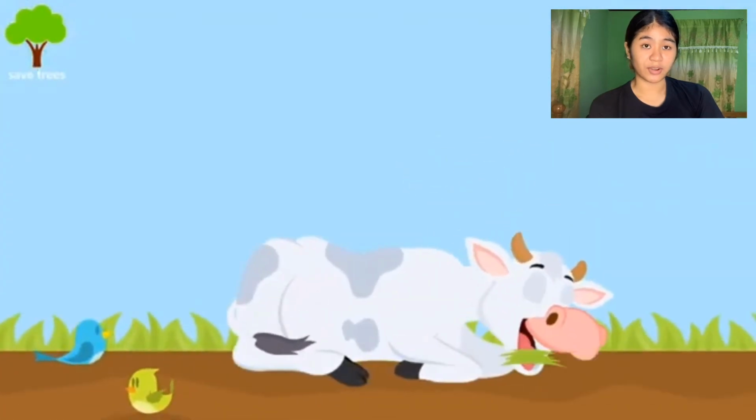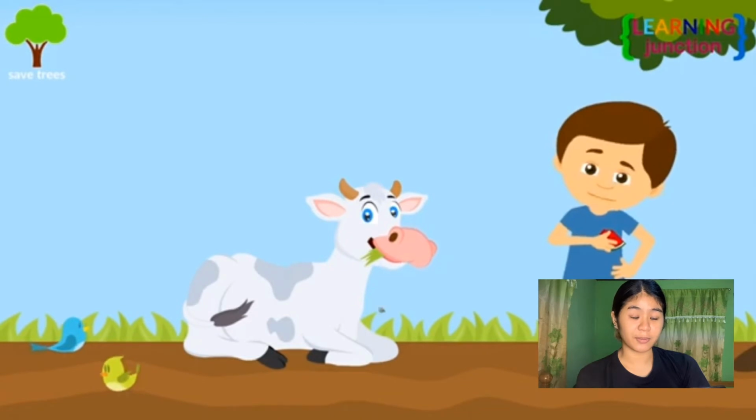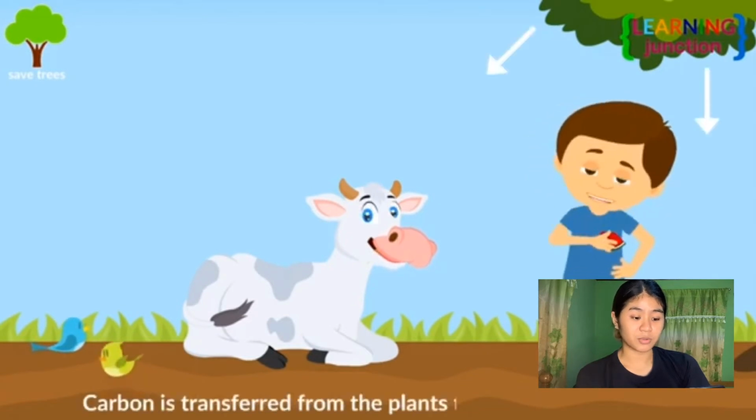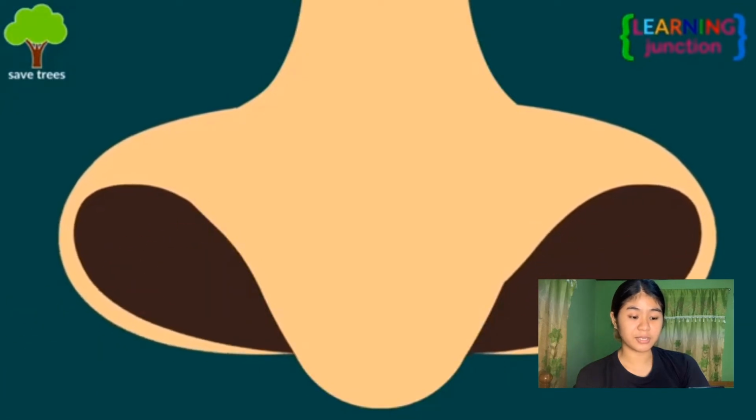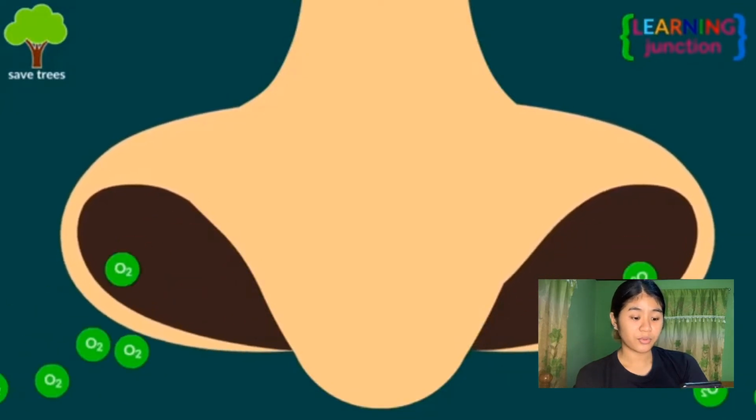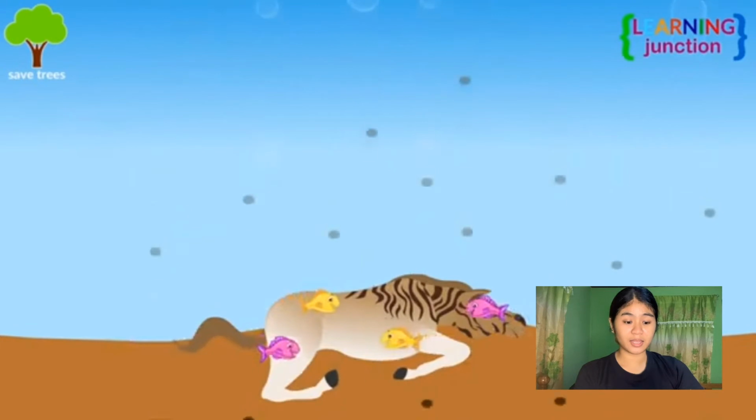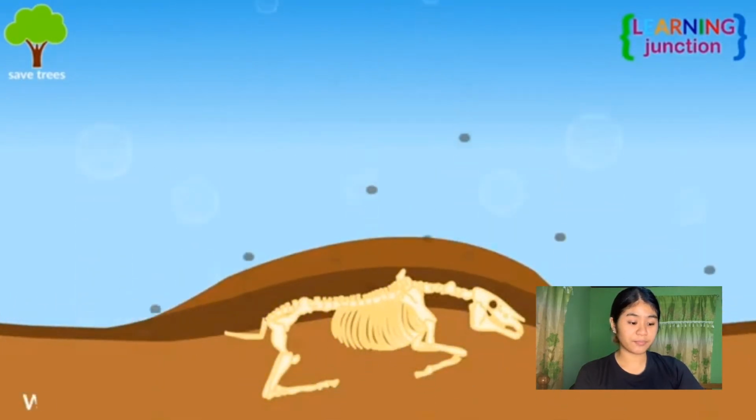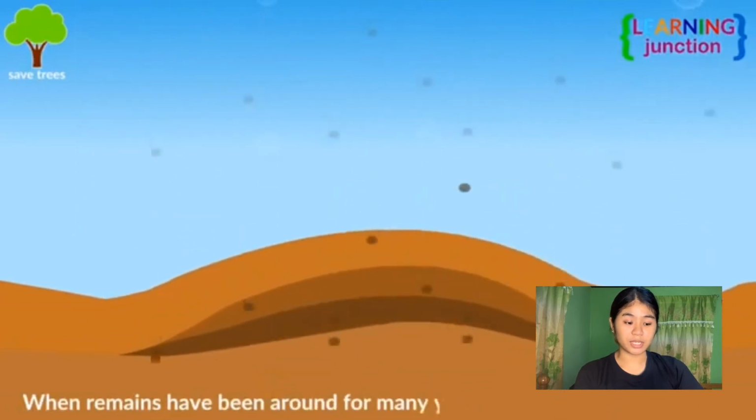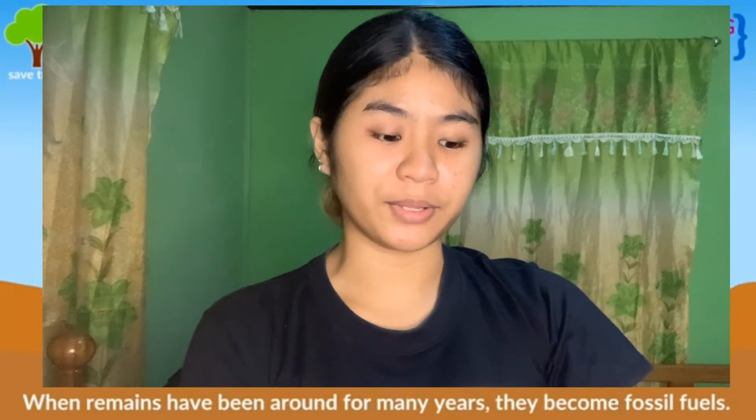See this cow eating grass? Animals and humans consume these plants and thus the carbon is transferred from the plants to humans and animals. Oxygen is inhaled and the carbon is sent back to the atmosphere through the process of respiration. Other than respiration, when animals, humans, or plants die, their remains decay and decompose, and carbon is transferred to the Earth. When the remains have been around for so many years, they become fossil fuels. These are reservoirs of carbon.